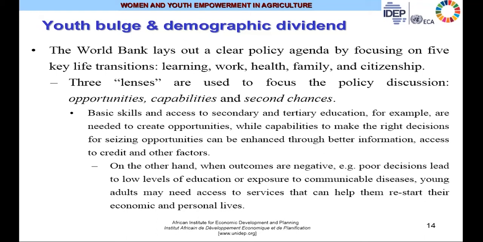In fact, the World Bank lays out a clear policy agenda which addresses learning, work, health, family, and citizenship. 3 lenses are used by the World Bank to focus on these key life transitions: opportunities, the lens for capability, and giving people a second chance. How can that happen? Basic skills and access to secondary and tertiary education, for example, are needed to create opportunities, while capabilities to make the right decisions for seizing opportunities can be enhanced through better information, access to credit, and other factors. On the other hand, when outcomes are negative, for example, poor decisions lead to low levels of education or exposure to communicable diseases, young adults may need access to services that can help them to restart or have a second chance to restart their economic and personal lives.